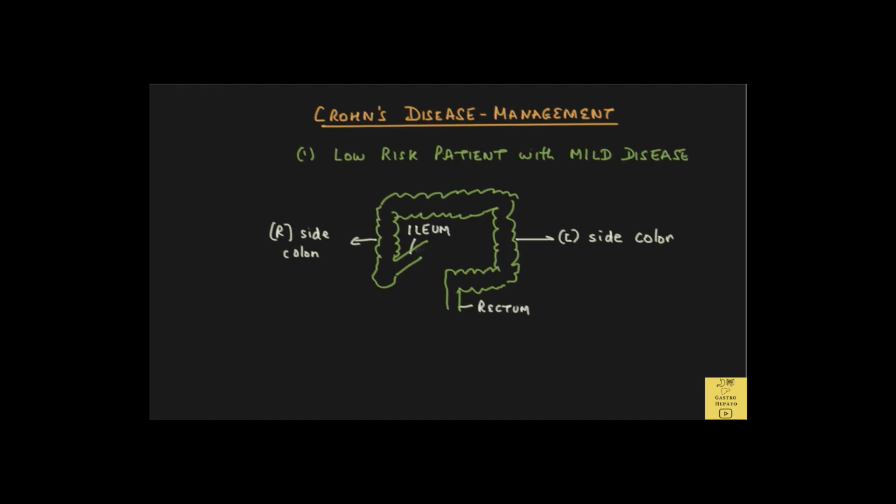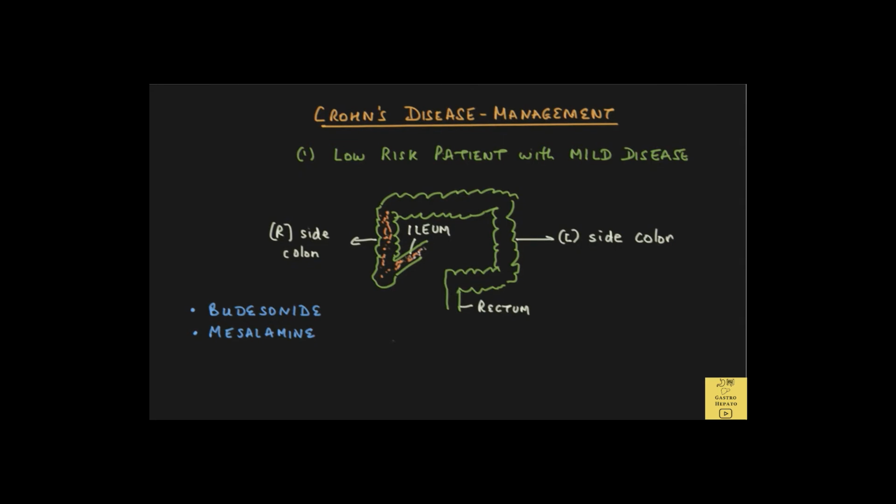If the disease involves the last part of the small intestine called the ileum and the right side of the colon, then a steroid called budesonide is used. Budesonide is a drug of first choice. An alternative is a drug called mesalamine. Budesonide is a steroid and it seems to be more effective than mesalamine.